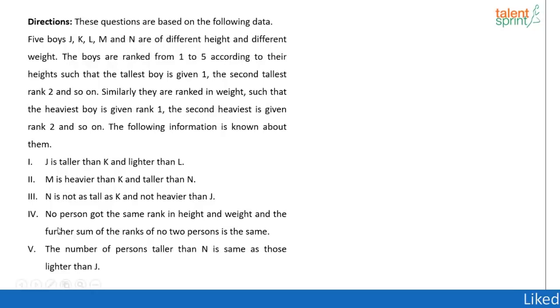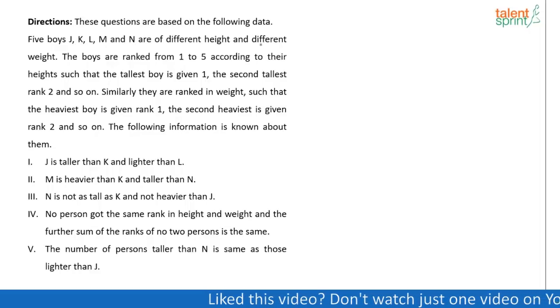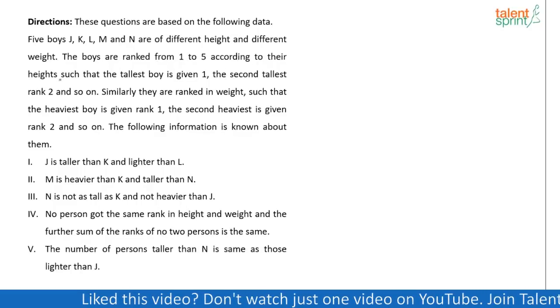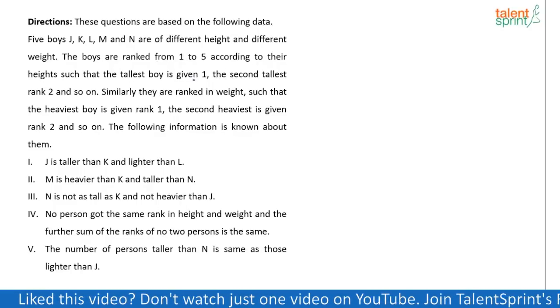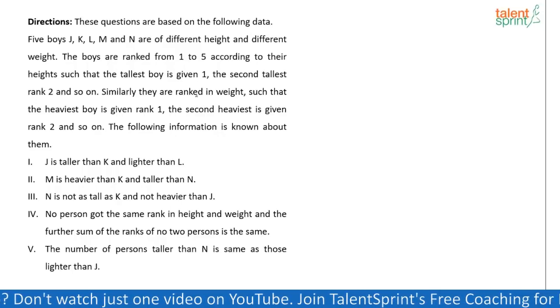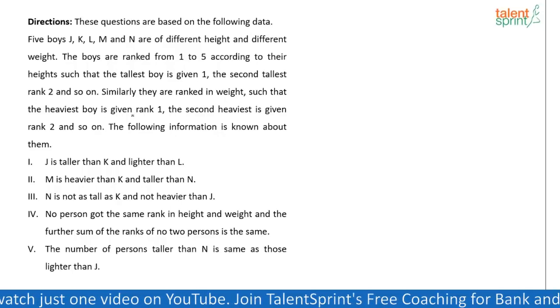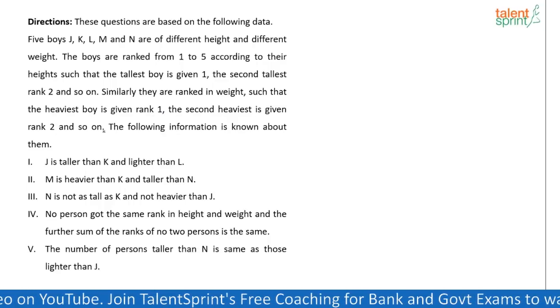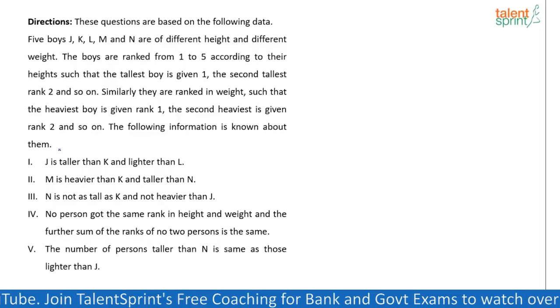Here we go. A very interesting question on ranking and ordering of 5 persons based on their heights and weights. So look at this. 5 boys J, K, L, M and N are of different height and different weight. The boys are ranked from 1 to 5 according to their heights, such that the tallest boy is given rank 1, the second tallest rank 2, and so on. Similarly, they are ranked in weight, such that the heaviest boy is given rank 1, the second heaviest is given rank 2, and so on. The following information is known about them.